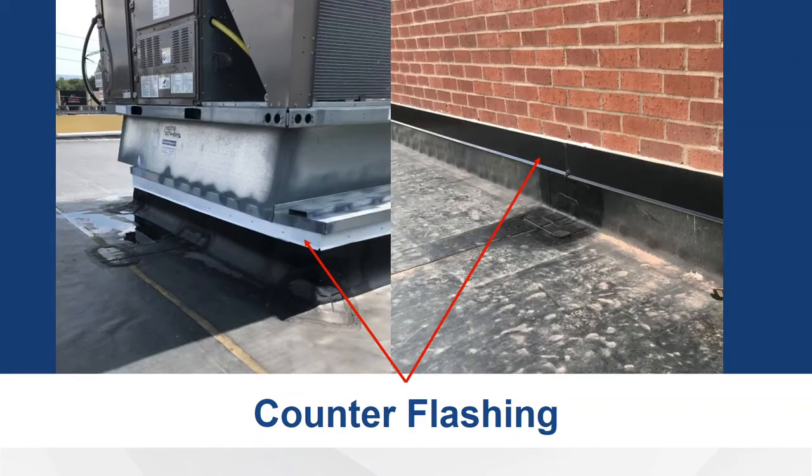Counterflashing. Counterflashing is formed metal secured on or into a wall, curb, pipe, rooftop unit, or other surface to cover and protect and shed water over the material below it.